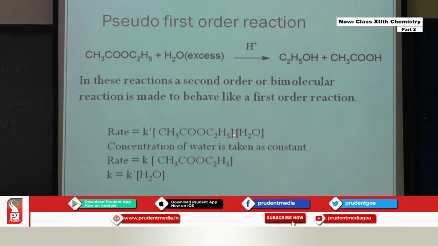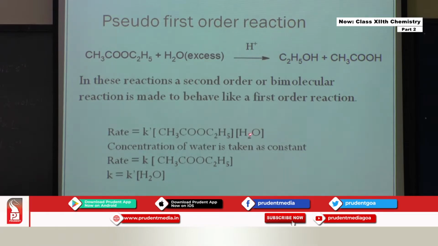So, if you take the concentration of water as a constant, suppose it was taken as 10 moles of water, and a very little amount of ethyl acetate is taken, 0.1 moles. Out of 10 moles, you would have only 0.1 mole of water reacting with ethyl acetate if you have taken 0.1 mole of ethyl acetate. So, you have still a considerable amount of water remaining in the reaction mixture. That is the reason we find that the concentration of water does not alter much in the reaction as it is taken in excess, and therefore, it is taken as a constant.